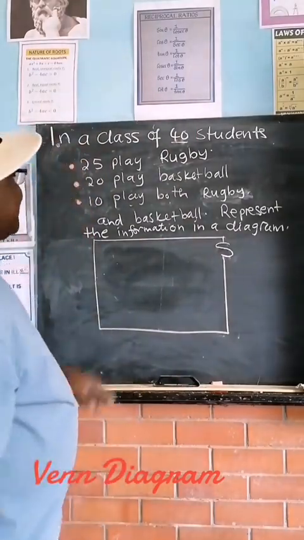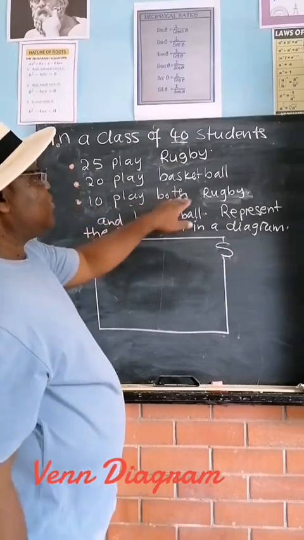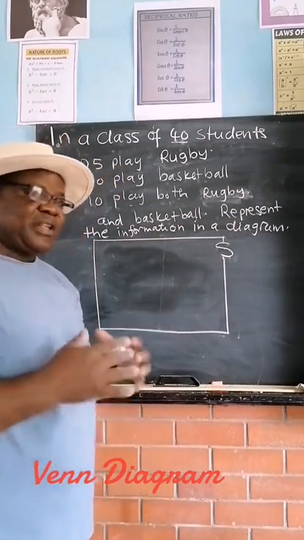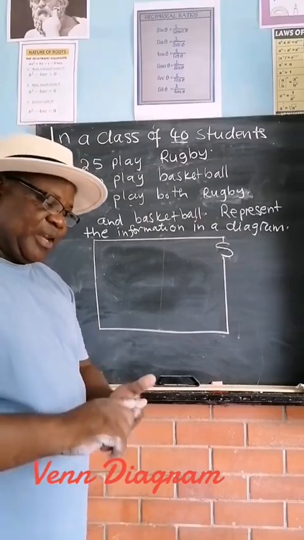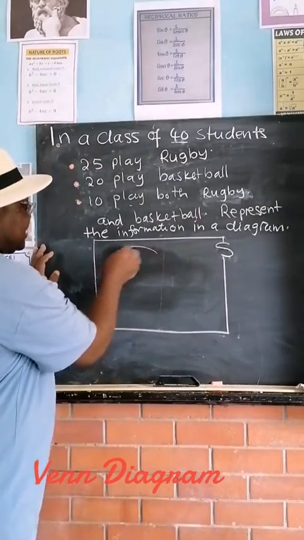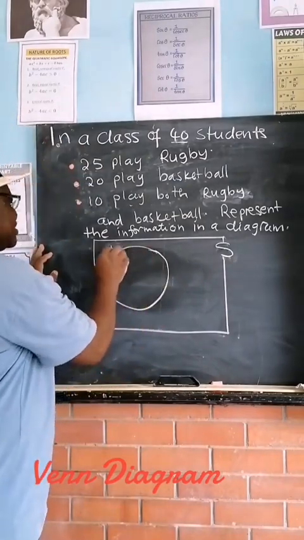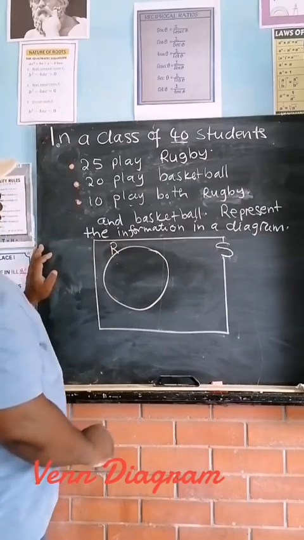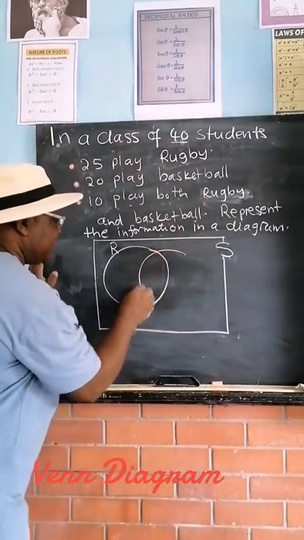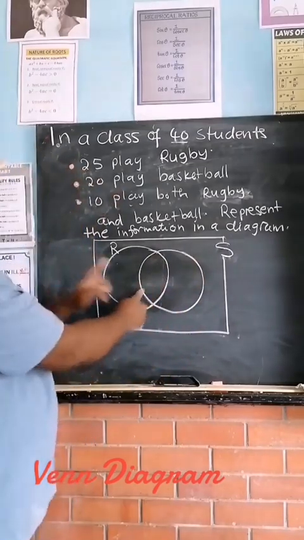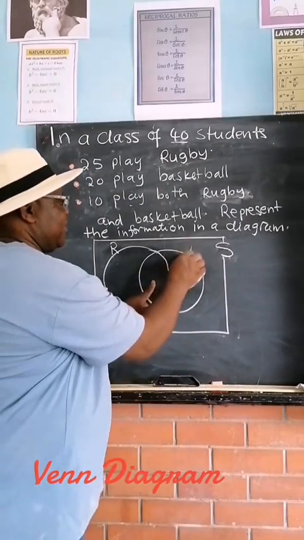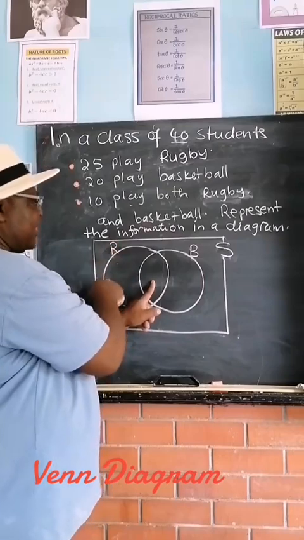But we also observe that this represents those who play both rugby and basketball, which means there is an intersection between rugby and basketball. There are some who play rugby and they also play basketball. So I'm going to draw a circle to represent those that play rugby, and then another circle for those that play basketball. But mindful of the fact that there must be an overlap for those that play both games. So in this case, I'm going to put B for basketball, R for rugby.